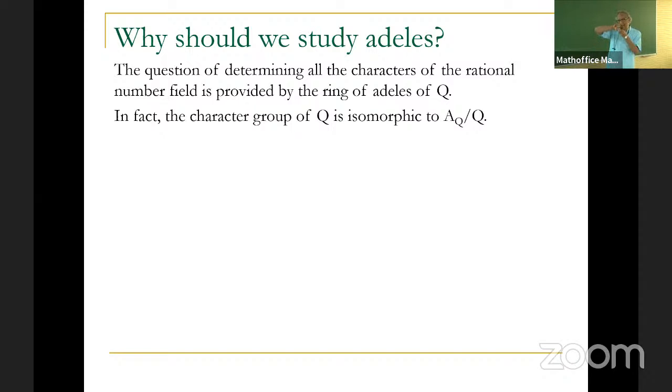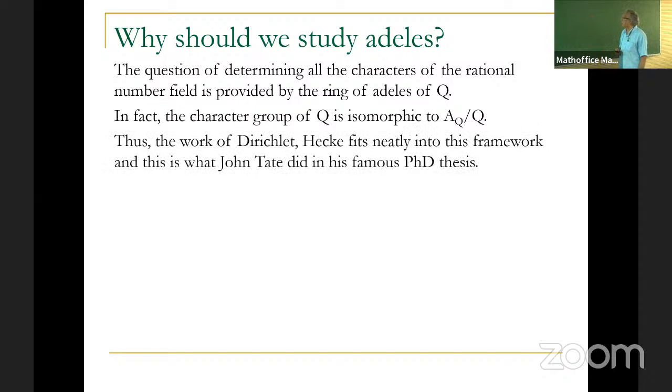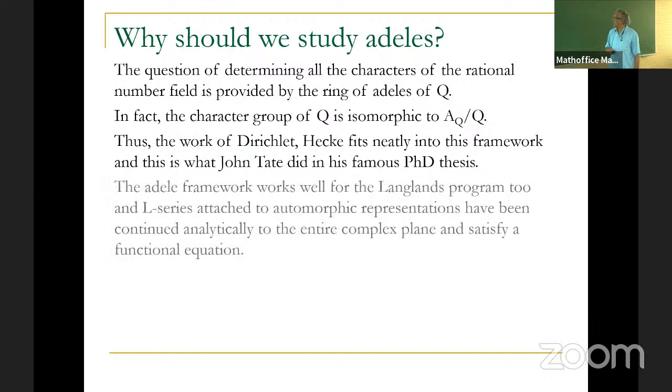And you can embed the rational numbers in the Adele ring just diagonally. You take a rational number x and just put x in all the places. Since the rational number x has only finitely many primes in the numerator and the denominator, after a while it'll become a p-adic integer. So it is an Adele in the true sense of the word, and therefore it turns out that the character group of Q is isomorphic to A_Q mod Q. This work of Dirichlet and Hecke fits neatly into this framework, and this is what John Tate did in his famous PhD thesis.